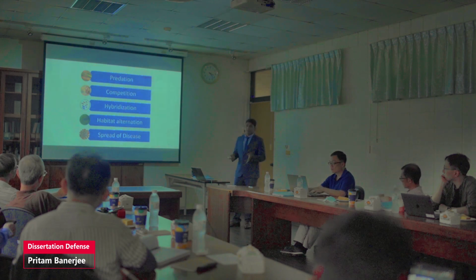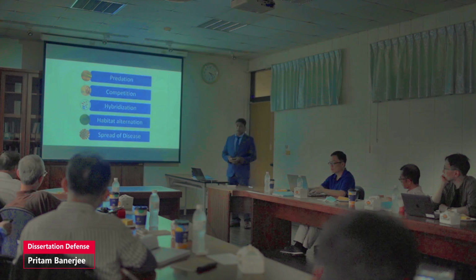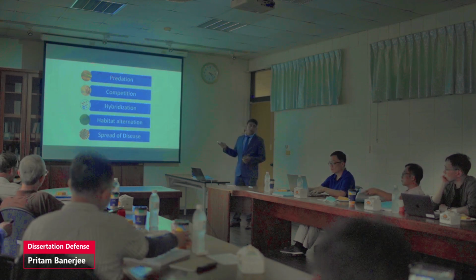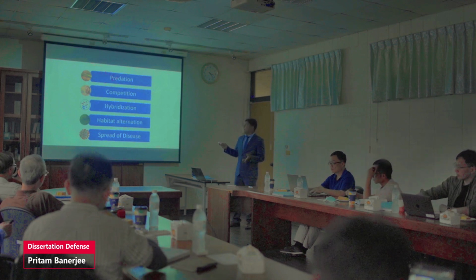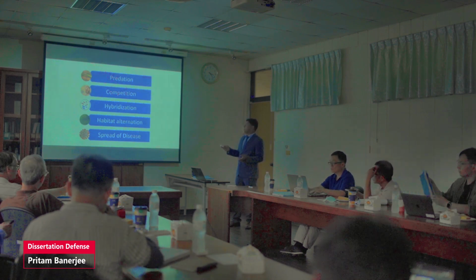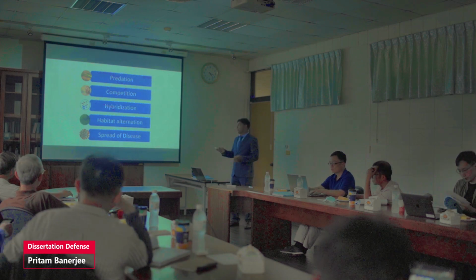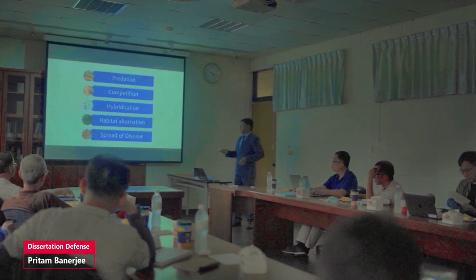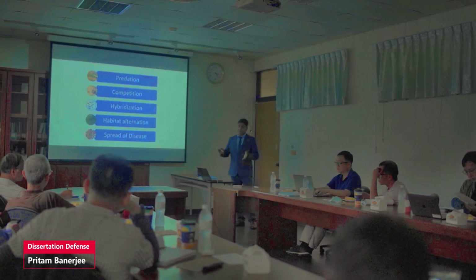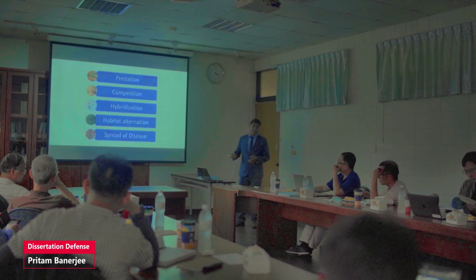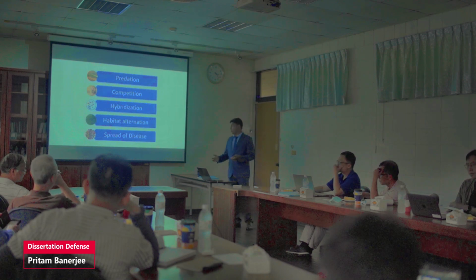There are 5 or 6 principles in our ecology. As we know, at first they start predating on local plants and animals, and then they start competing with the local native species. Then another reason is hybridization, and then they change the local species interactions and habitat, and obviously the spread of disease is very costly for human beings.